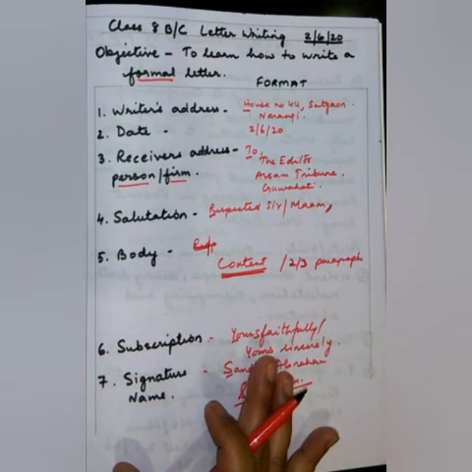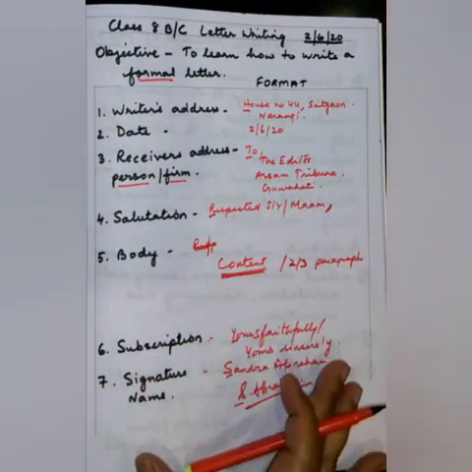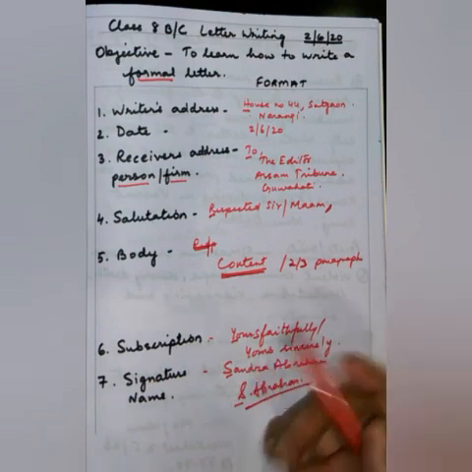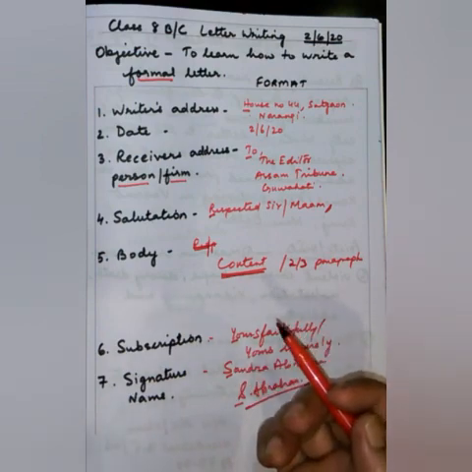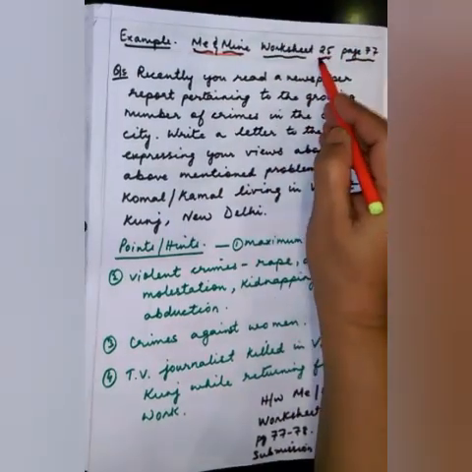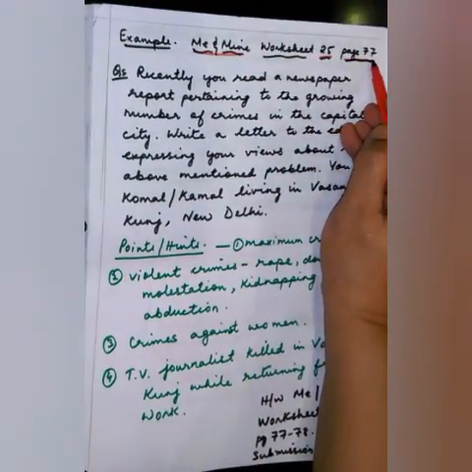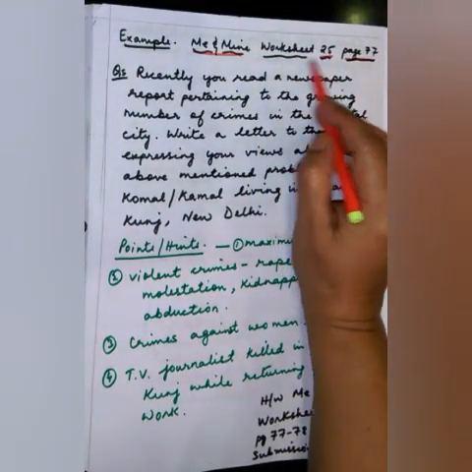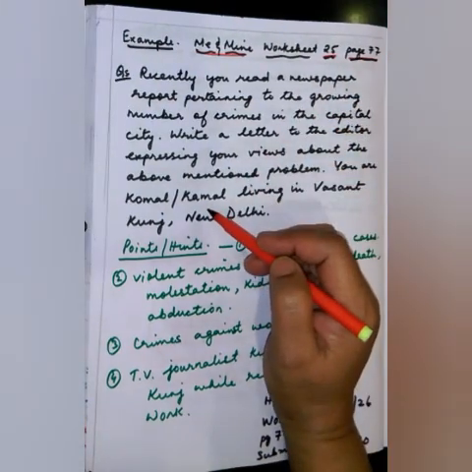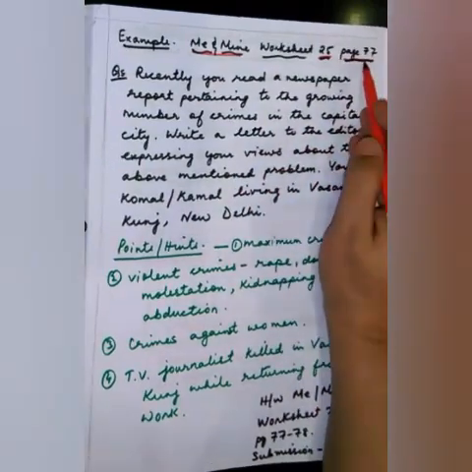Alright, so this is the explanation of how to write a letter. If you still have doubts, you let me know. Now I am going to show you one example, from Me and Mine, worksheet 25, page 77. Please check that, okay? This is the question mentioned there in Me and Mine, page 77.